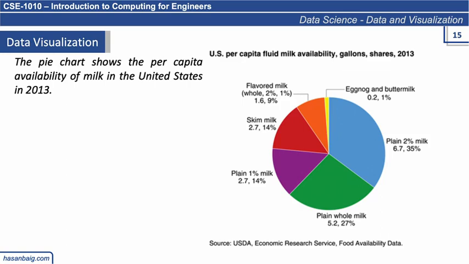There is another form of representation which is called the pie chart. This one is showing the per capita availability of milk in the United States in the year 2013. If this data were represented in a tabular form, you might not be able to easily deduce that plain 2% milk is widely available in the United States in comparison to buttermilk, which is rarely available. So for this kind of representation, you as an analyst or scientist need to decide which graph or chart you need to go for while presenting your data.